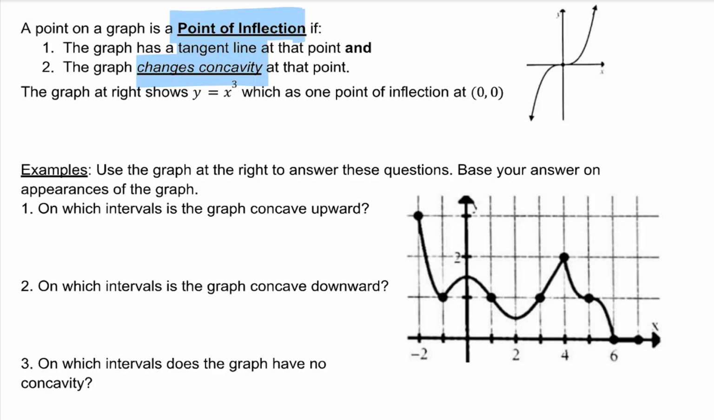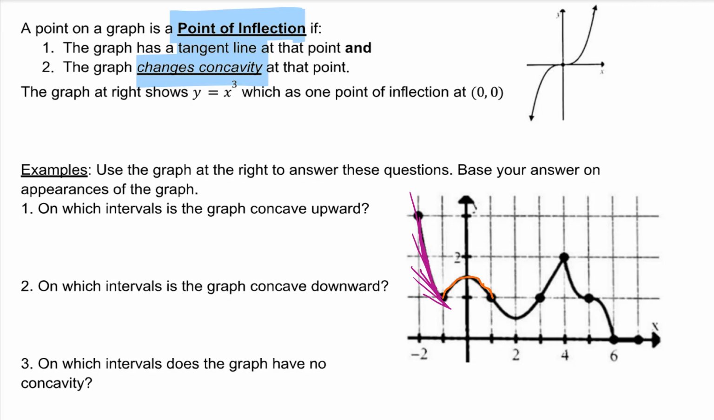Use the graph at the right to answer these questions. Base your answer on the appearances of the graph. On which intervals is the graph concave upward? We're looking for where the tangent lines are below the graph. This one has a slight curvature up, opening up, which means it's concave up. All these tangent lines would be below.